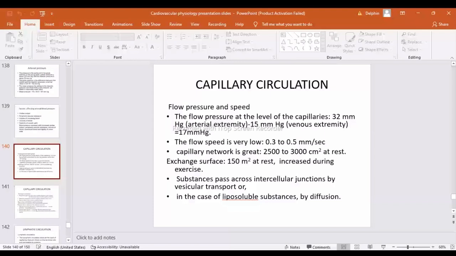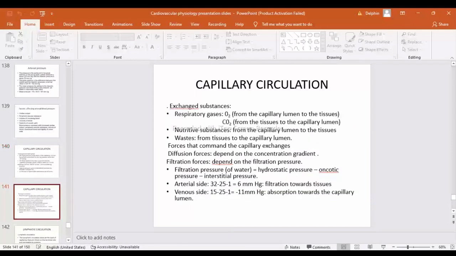We have respiratory gases like oxygen and CO2, carbon dioxide. From the capillary lumen to the tissues, we have oxygen. From tissue to capillary lumen, we have CO2. CO2 is like the end product of catabolism. The mechanism is ended by oxygen, which participates in the metabolism by the Krebs cycle. Remember, in the mitochondria, this oxygen is an indicator of internal respiration.